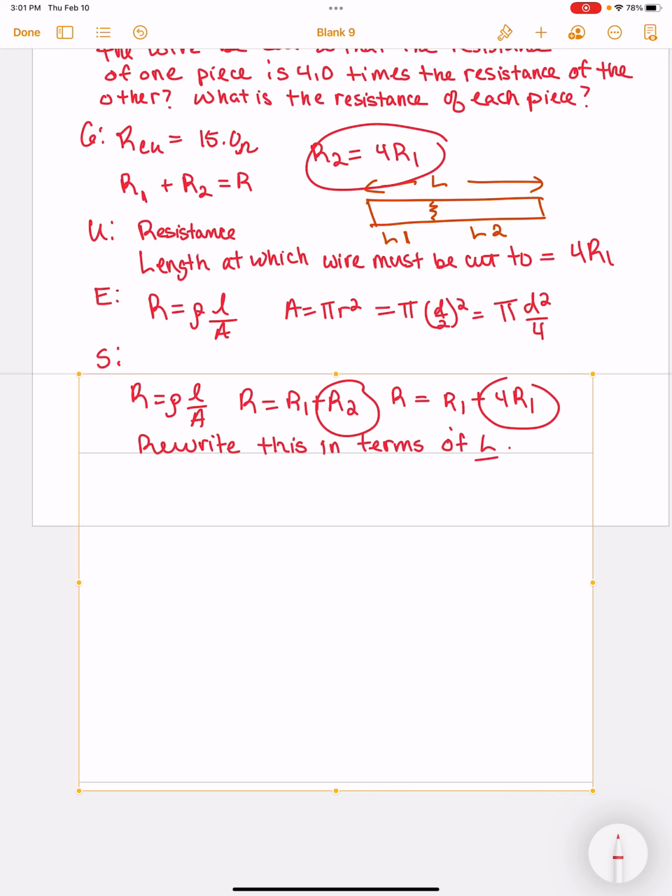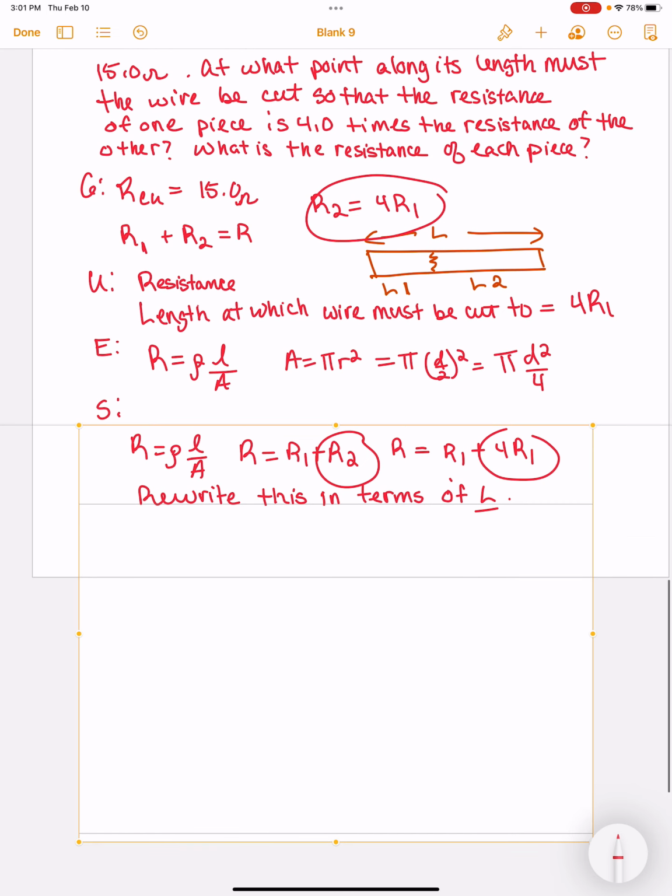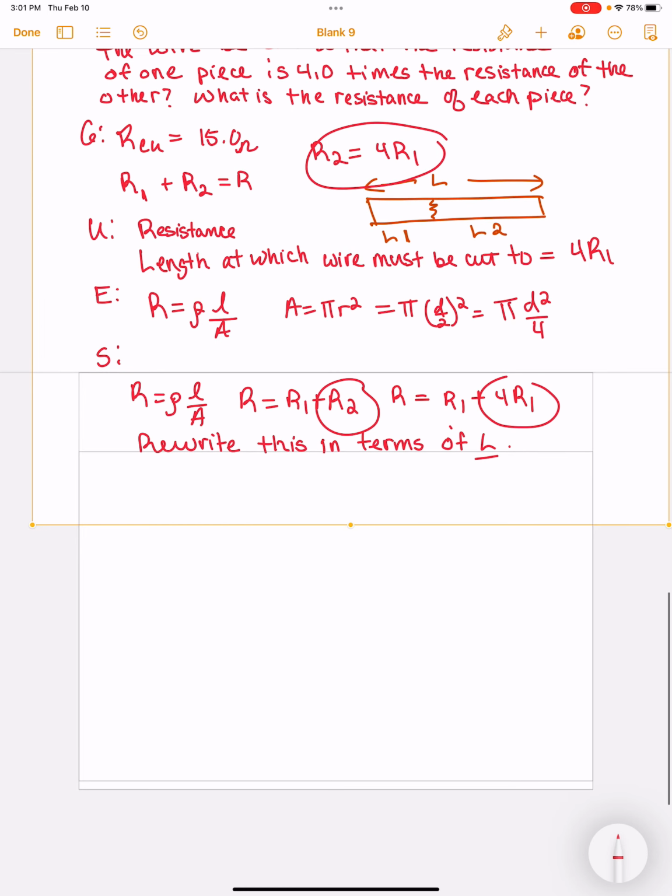Okay? Because that's what we're looking for. We're looking for the length at which this must be cut. So we will use this equation and we'll say the resistivity times L divided by A equals the resistivity L1 divided by A plus resistivity, we'll just say 4 times because it's going to be 4 times the resistivity, L1 divided by A.